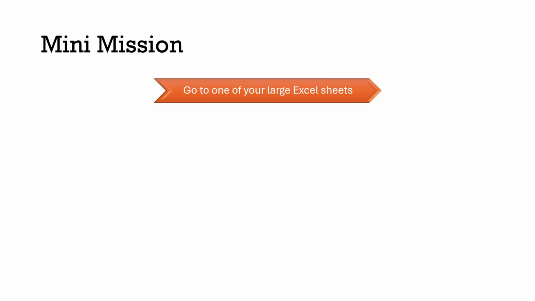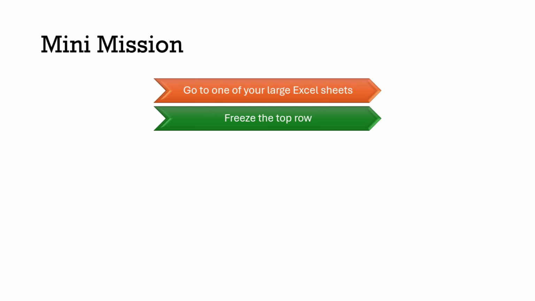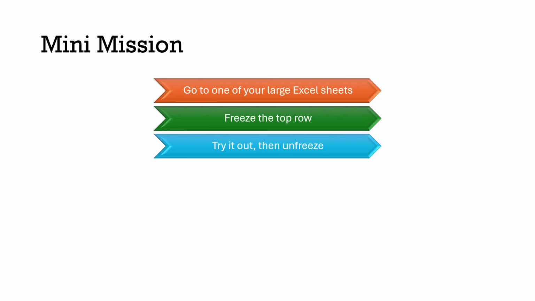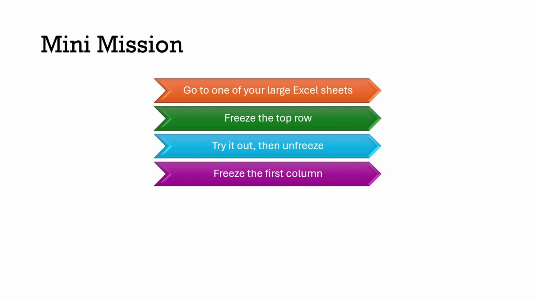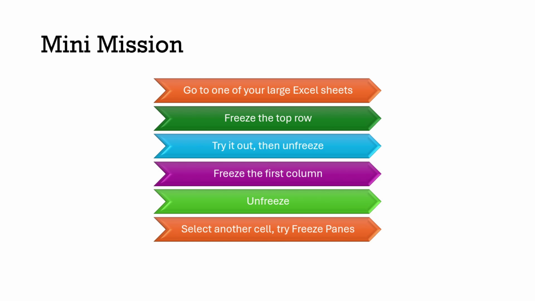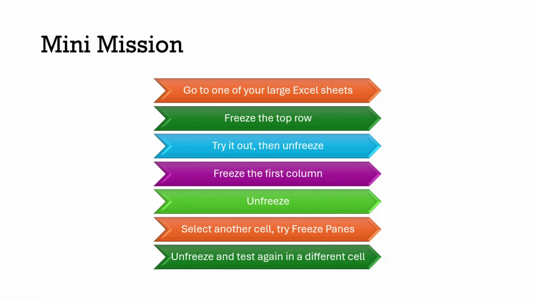So here's your Freeze Panes mini mission. Go to one of your large Excel sheets. Freeze the top row. Try it out by scrolling, then unfreeze. Then freeze the first column. After trying this one out, unfreeze. Then select another cell and try the freeze panes. Test this out to see how it froze the rows above and the columns to the left of where your cursor was. Unfreeze and then test it again in a different cell.